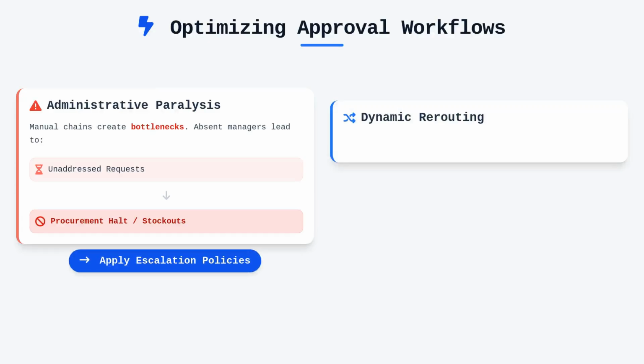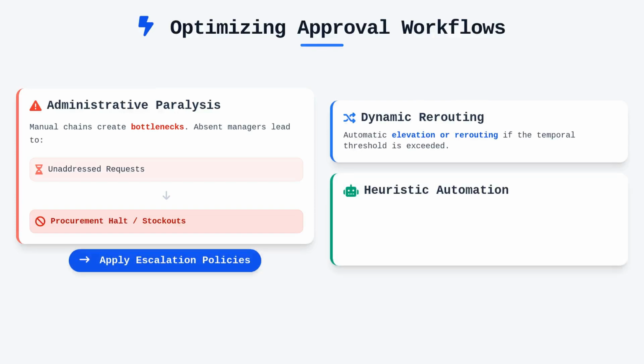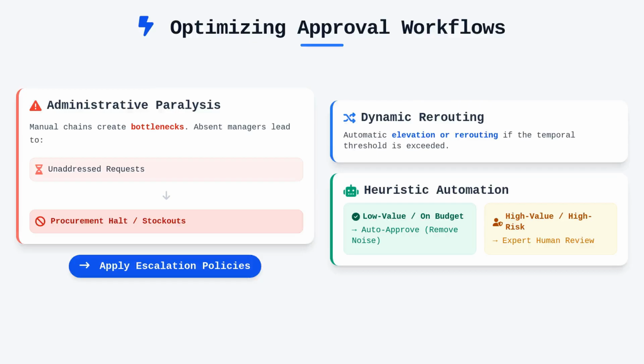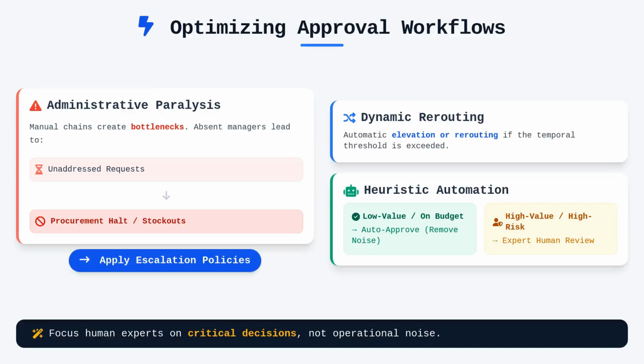You should configure these policies to automatically reroute or elevate the approval task if it remains unaddressed beyond a predefined temporal threshold. Furthermore, you can implement automated actions where the system takes a decision based on heuristic thresholds. For instance, a purchase requisition under a certain financial limit might auto-approve if it adheres to pre-established budget constraints. This effectively separates high-risk, high-value transactions from routine operational spending, allowing the system to handle the low-level noise while keeping the human experts focused on the critical decisions.